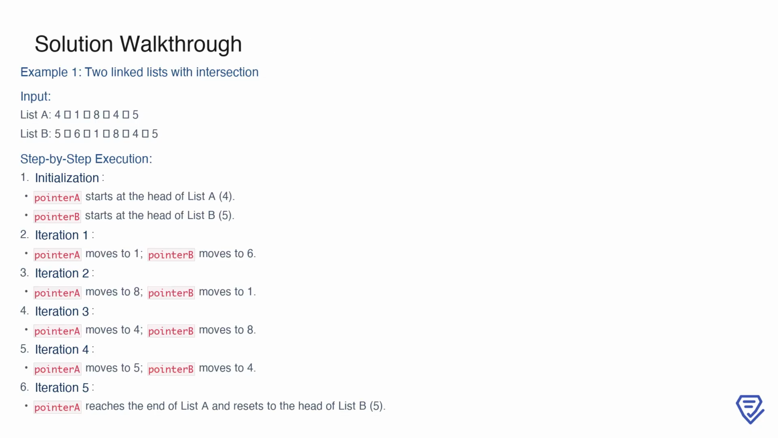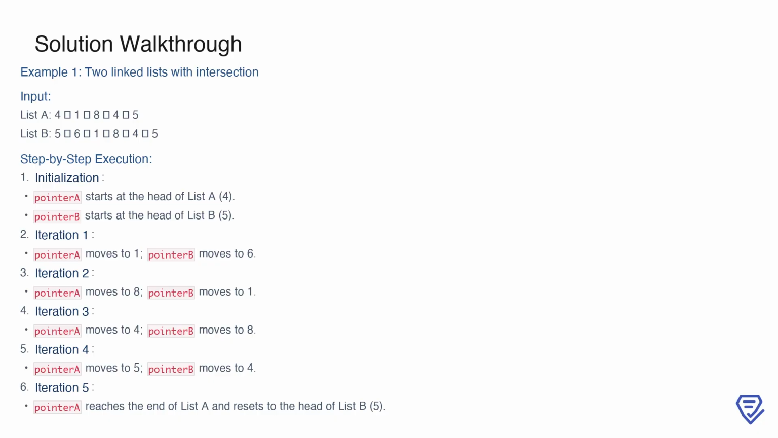Here, we have two linked lists, list A and list B, that intersect at the node with the value 8. To find this intersection, we use two pointers, pointer A and pointer B, starting at the heads of their respective lists. Initially, pointer A points to 4 in list A and pointer B points to 5 in list B. In the first iteration, both pointers move to the next node, pointer A goes to 1, and pointer B moves to 6. As they continue to iterate through their respective lists, pointer A progresses through 8, 4, and 5 in subsequent steps, while pointer B traverses 1, 8, and 4.